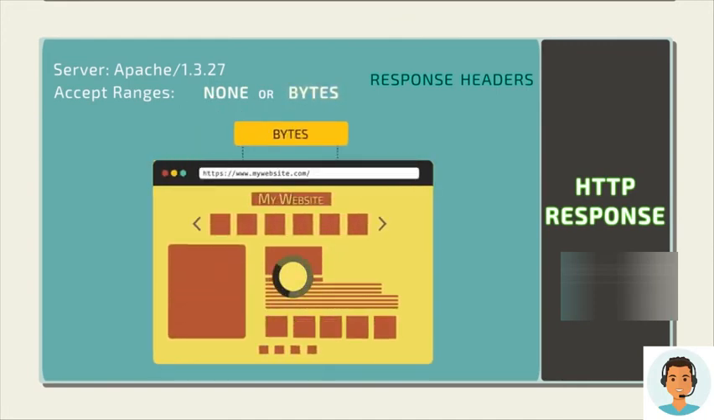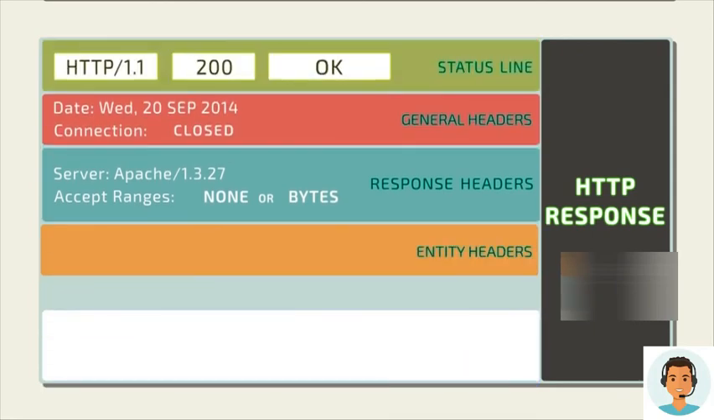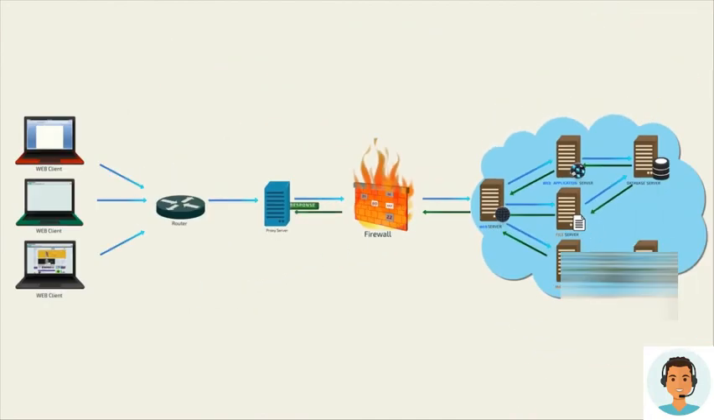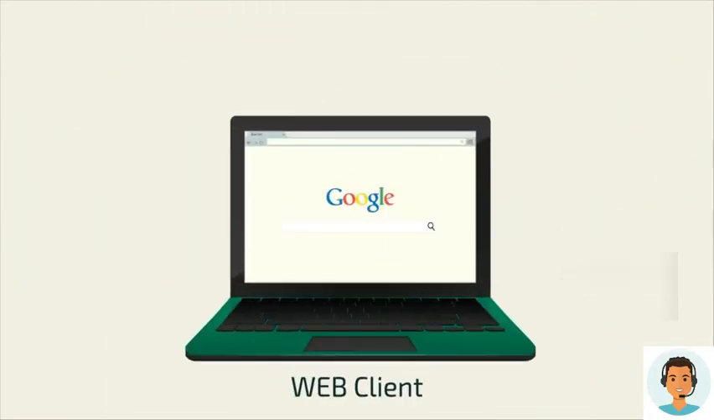Entity headers consist of the content type, that gives information about the type of content in the body of the message. Content length denotes the length of the message. Last modified denotes the timestamp of the last update of the message. Message body, the actual response for the request. The response is then processed by the web browser to display the requested content.